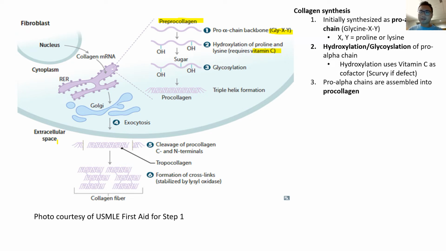The next is that the pro-alpha chain is going to be assembled into pro-collagen. And if somebody has a problem getting their pro-alpha chains to assemble into pro-collagen, that's going to cause a disease called osteogenesis imperfecta. People with osteogenesis imperfecta characteristically have easy fractures of their bones, and it's actually oftentimes confused with child abuse. This should make sense because you don't have that connective tissue, that collagen, in the extracellular space to provide structural integrity of the extracellular matrix.